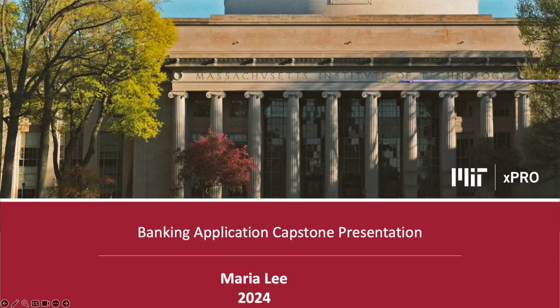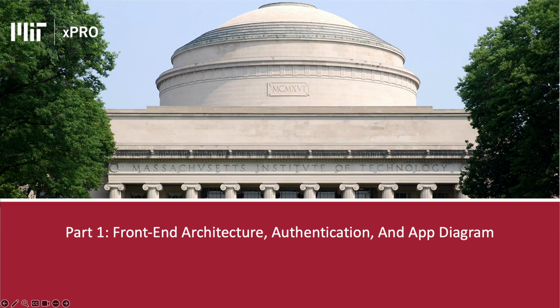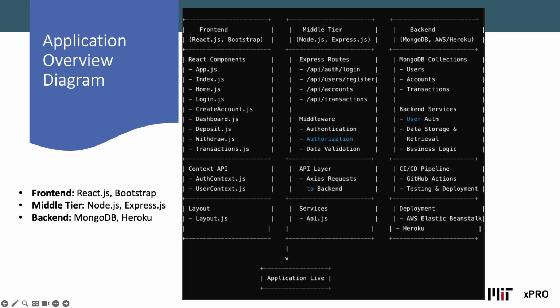Today I'll be walking you through the architecture of my application, focusing on the front end, authentication, and how the different components interact. In this first part, we'll cover the front end architecture, the role of authentication, and how the app is structured overall. This diagram illustrates the overall architecture of my application.